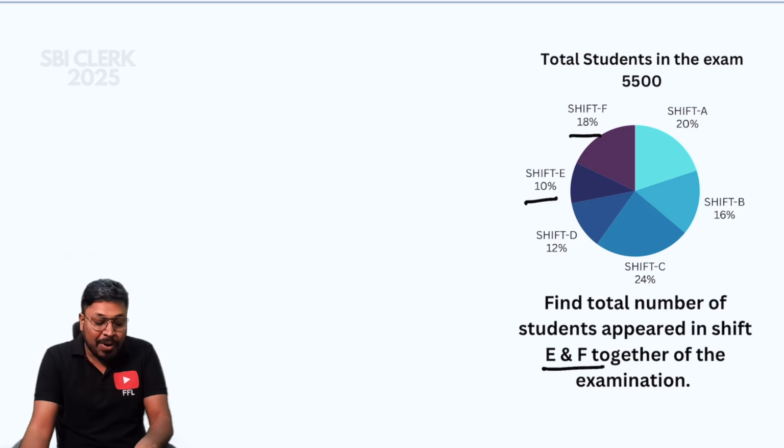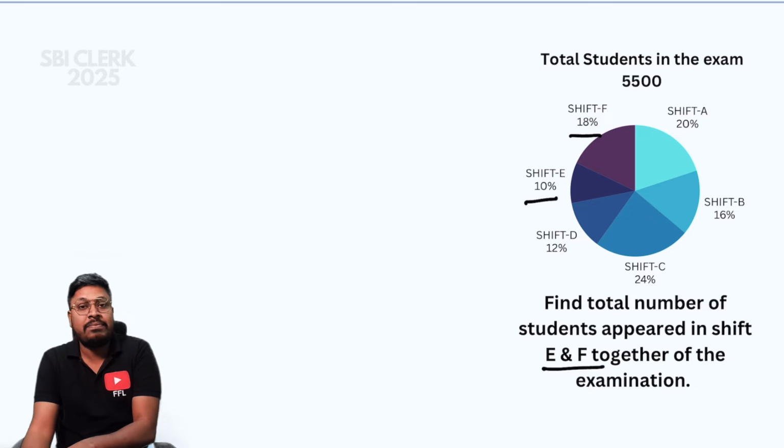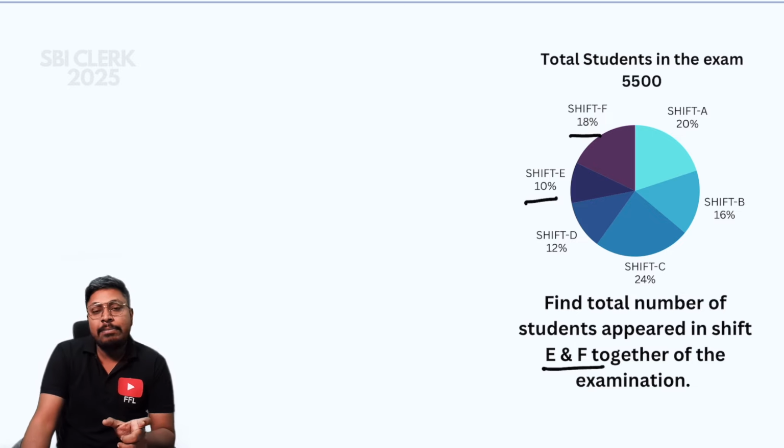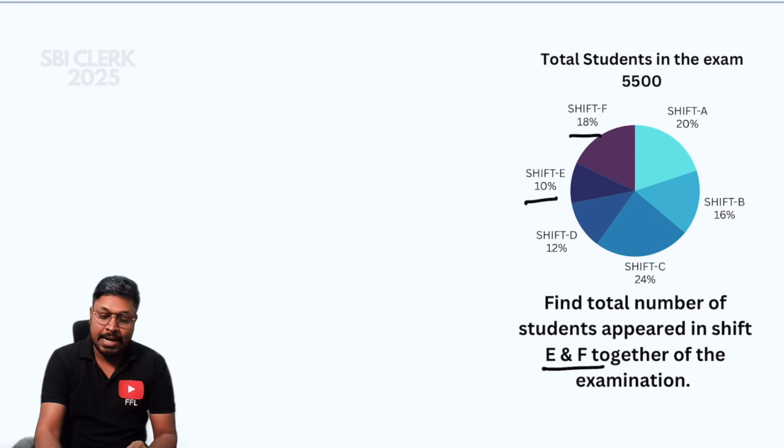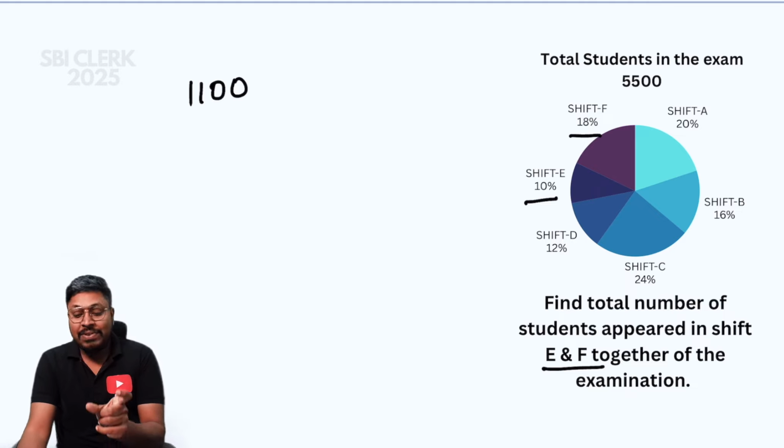So we have to find what is 28 percentage of 5500. 28 can be split into 20 plus 8. What about 10 percentage? 550. What about 20 percentage? 1100. So 1100 will be 20 percentage. So now remaining we have how much?